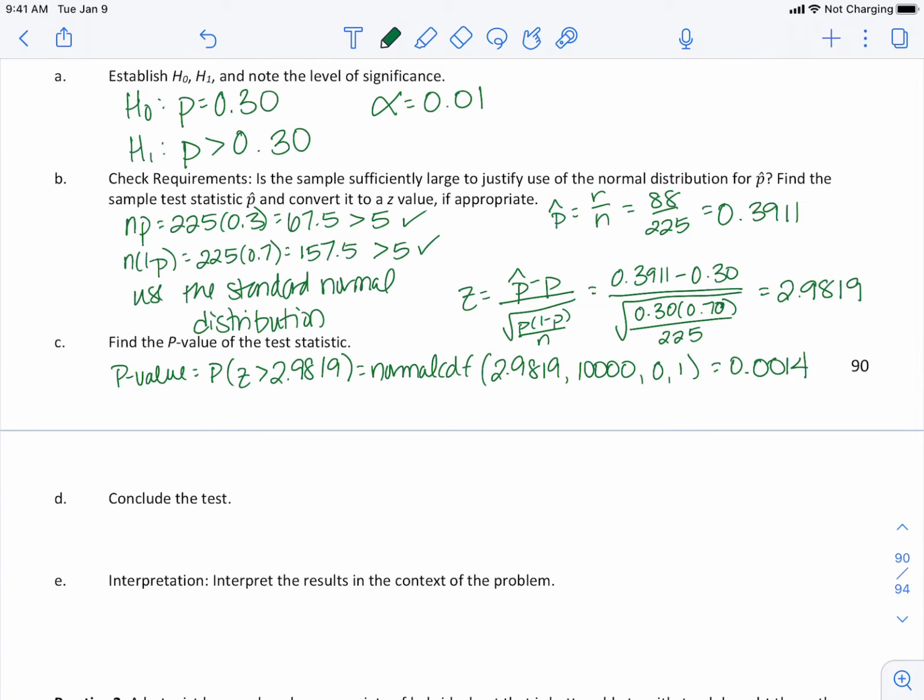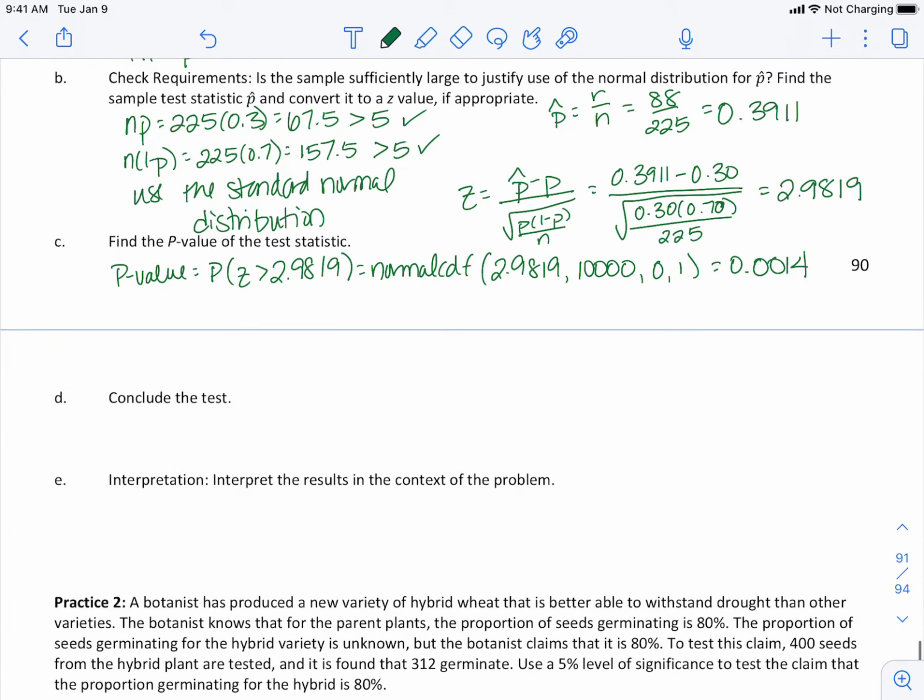Okay, so now we have to conclude the test. We compare our p-value to alpha. So our p-value is 0.0014. Our alpha is 0.01. In this case, p-value is less than or equal to alpha, so we reject the null hypothesis.